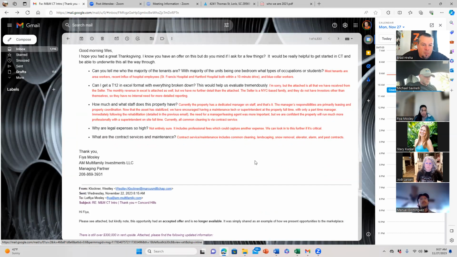The next question was, how much and what staff does the property have? Currently, the property has a dedicated manager on staff, and that's it. The manager's responsibilities are primarily leasing and property condition coordination. Now that the asset has stabilized, that means whoever bought this property took it over and it was in pretty bad shape. That could be why the numbers were so low in the underwriting versus where they projected.